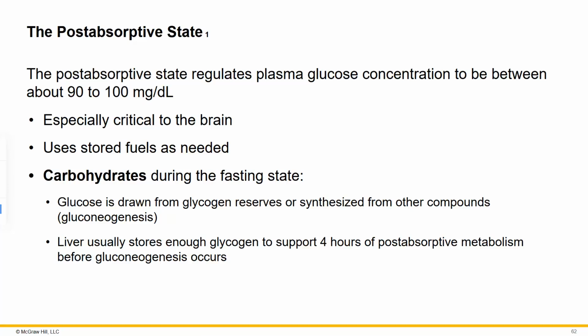The post-absorptive state regulates plasma glucose concentration to between about 90 to 100 mg per deciliter, especially critical to the brain, and uses stored fuels as needed. Carbohydrates during the fasting state: glucose is drawn from glycogen reserves or synthesized from other compounds. The liver usually stores enough glycogen to support 4 hours of post-absorptive metabolism before gluconeogenesis occurs.